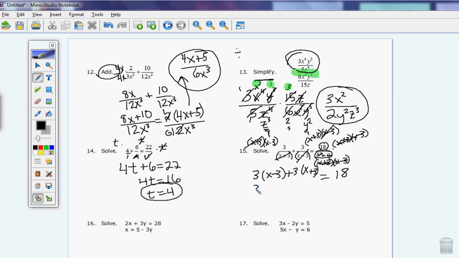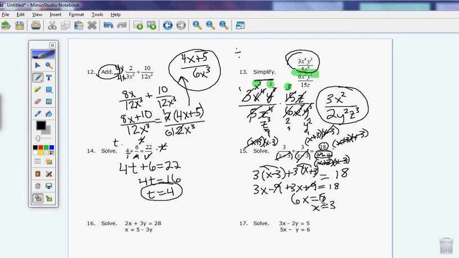So that's going to become 3x minus 9 when you distribute, plus 3x plus 9 when you distribute, equals 18. Very careful here, the 3x's do not cancel because they're actually combining to give you 6x. The 9 and the negative 9 do cancel because you combine and get 0. So 6x equals 18. And you get an x value of 3.